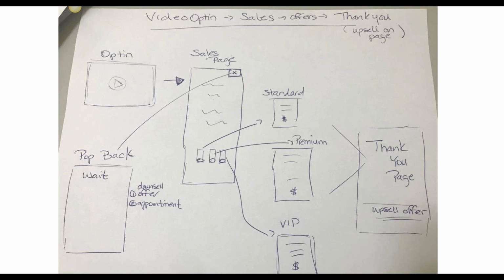On this funnel that we have that looks just like this, we do not have a downsell offer because we don't want to discount it. But what we do have is appointment setting. So if you choose not to buy, you can set an appointment to talk to someone on the team.